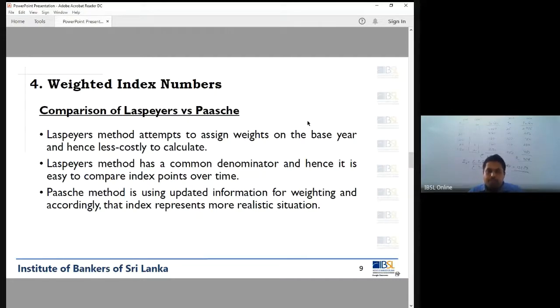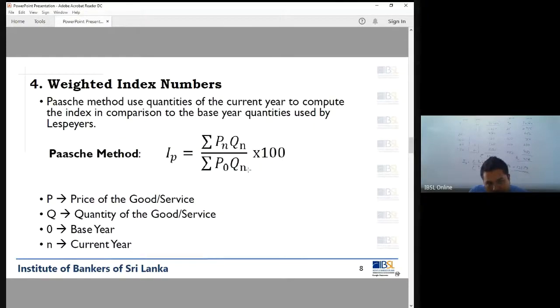Again, it moves on to the second point. Laspeyres method has a common denominator, and hence it is easy to compare index points over time. Now, if you categorically look at the Paasche index, your denominator, let me just scroll to that slide. Yeah, this one. This denominator Qn is going to change from year to year in a practical scenario.